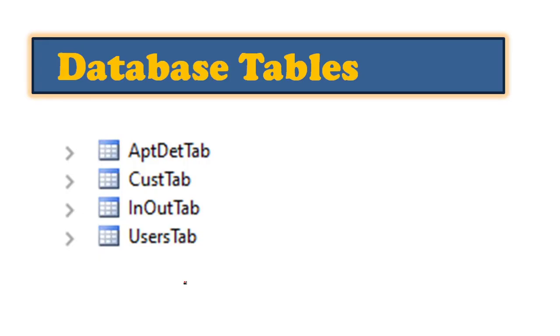Database tables: here we are using only 4 tables. One is apartment details, the individual flat details. Customer detail: all the visitors who come go to the customer table. In-out table: both in and out are stored in the same table. Users table: these are the login credentials. In order to log into this project, the user ID and password are stored in the users table.